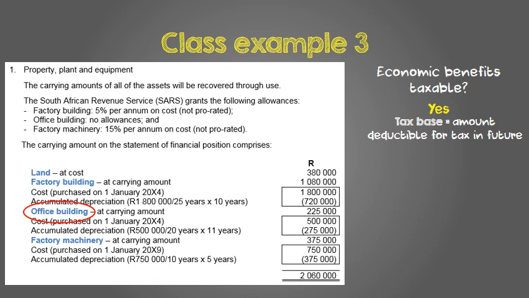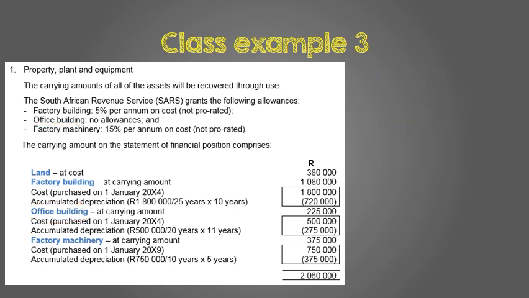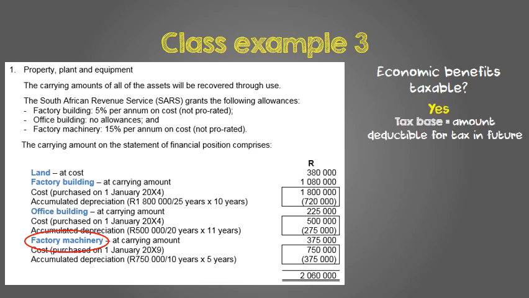If we look at the allowances that we are allowed on an office building, we see here that there are no allowances on this office building. Therefore, the tax base will equal 0. Lastly, we have factory machinery. The question again is, will the economic benefits be taxable from this factory machinery? And the answer again is yes. And therefore the tax base will be the amount that will be deductible for tax in future.